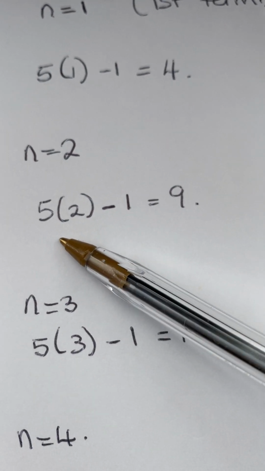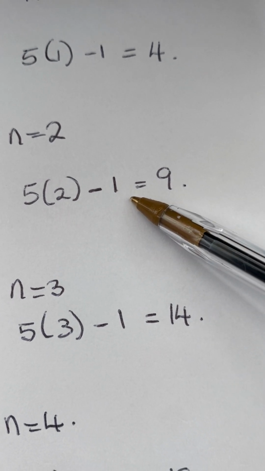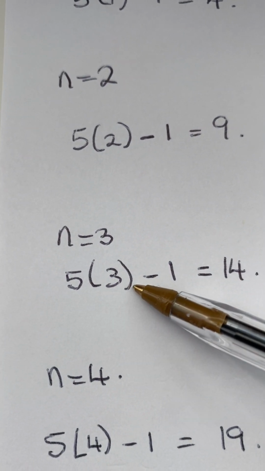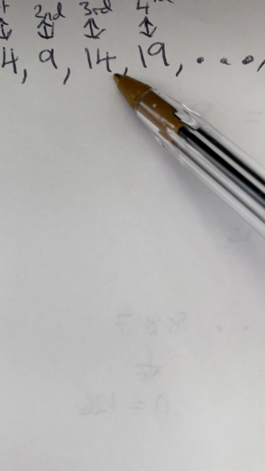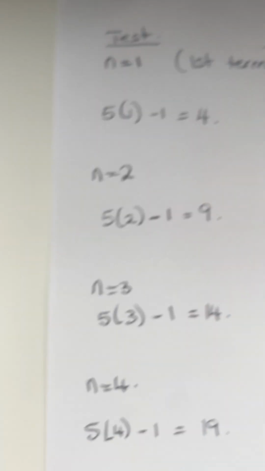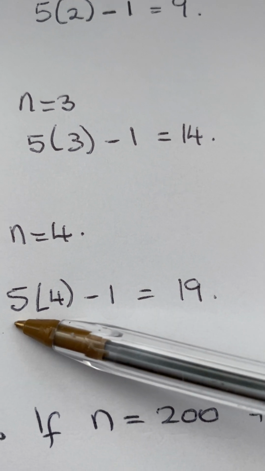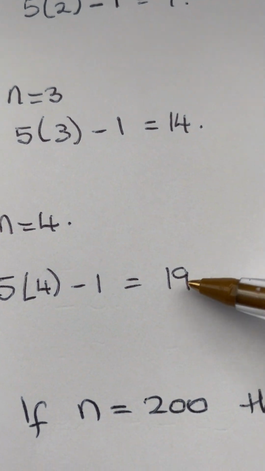n is equal to 2, so 5n is 5 times 2, 10, minus 1 equals 9. So that will be our 9 here. n equals 3. So 5 times 3, 15, minus 1 is 14. So that will be our 14 here. n equals 4. So 5 times 4, 20, minus 1 equals 19.